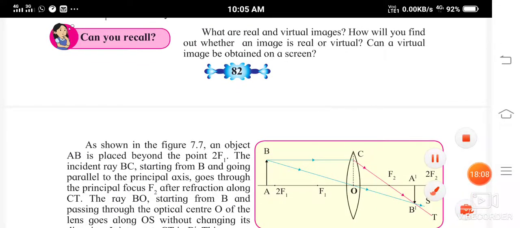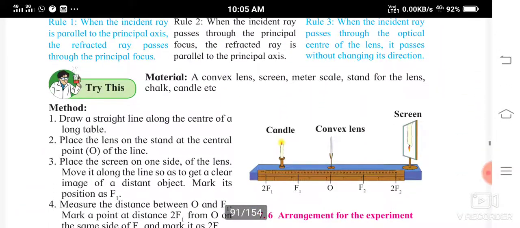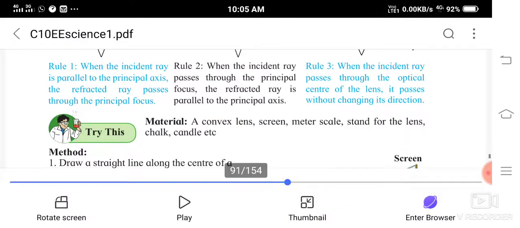So the next one is, can you recall? Think about this. You have studied this in your previous class. What are real and virtual images? How will you find out whether an image is real or virtual? And can a virtual image be obtained on a screen? So you are going to recall it. See if you can recall. Otherwise I'll be telling you this in our next video.